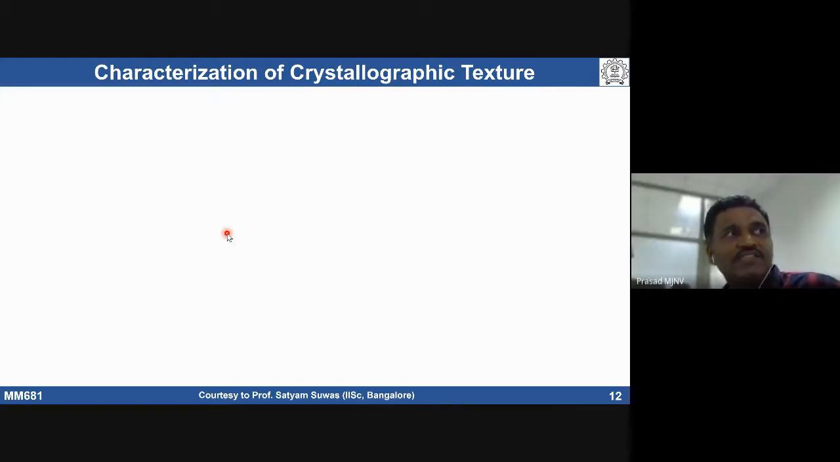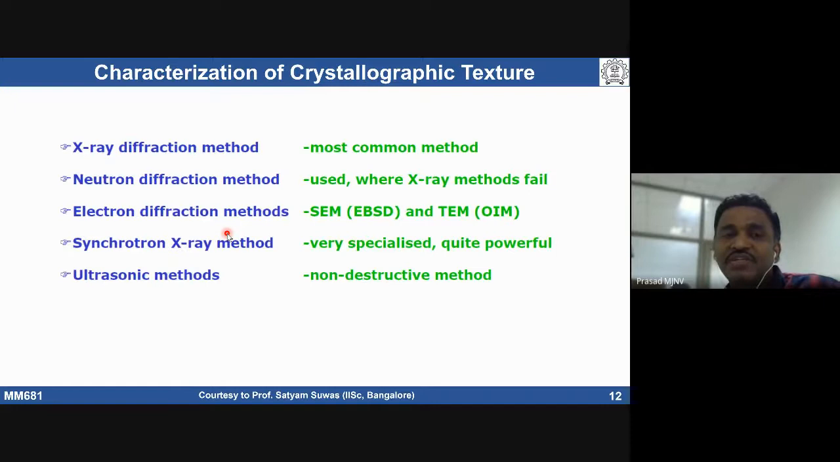So most of you are right. X-ray diffraction is the most important one. Then electron diffraction. With electron diffraction, basically we can use SEM with EBSD, and with the transmission electron microscope also we can get texture information. Then neutron diffraction, synchrotron diffraction. People also use some ultrasonic methods. So these are the methods available to characterize crystallographic texture in a given polycrystalline material. Most commonly used is X-ray diffraction.